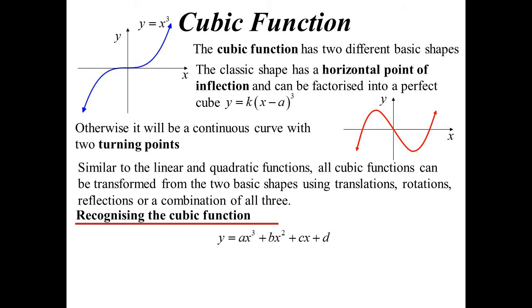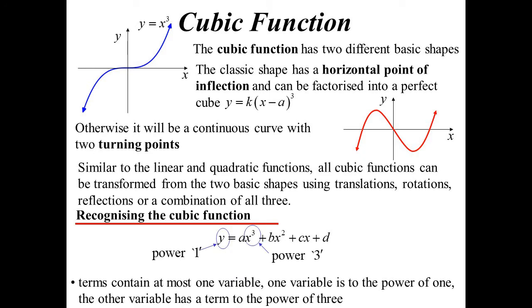How do you recognise it? So similar to the others, now we're looking for the highest power of 3. So in this one I've got there, the y is to the power of 1, the x is to the power of 3, the highest power is 3. So we know we have a cubic function there, so it'll take on one of these two shapes. Polynomials in general then. So we start at power 1 linear function, power 2 quadratic function, power 3 cubic function.